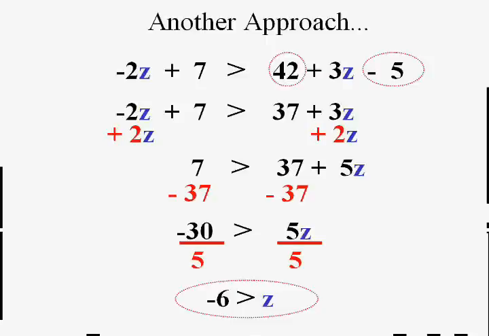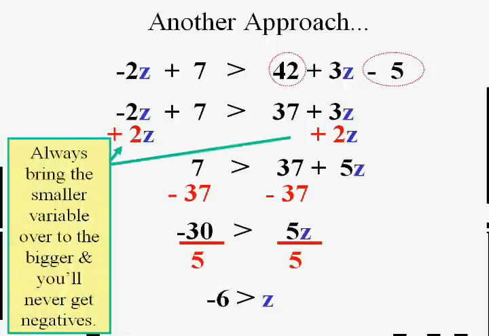So my secret is this. When you have two variables, always pick on the little guy. Okay? If you mess with the littler one, you'll never get a negative and you won't have to worry about switching the sign. Okay? And, of course, always read the variable first once you have the variable by itself.